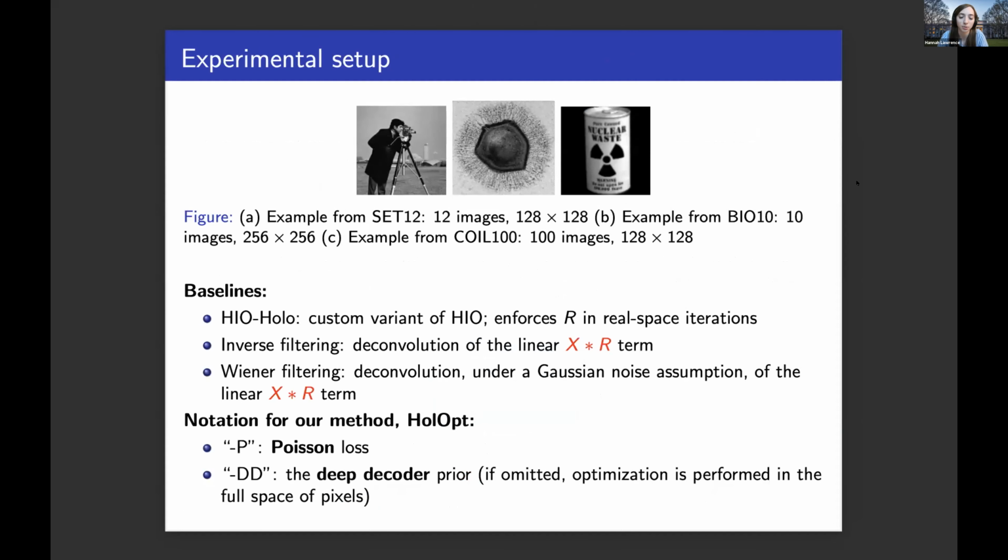We test this on a bunch of datasets, including some more biologically realistic ones. And the datasets, again, are just for testing. In the paper, we have quantitative results and more robust results, and here I'll just show you some pictures for the sake of time. We compared to inverse and Wiener filtering, which are linear methods, as well as a variant of HIO, which is the only nonlinear method that we could think to compare to.